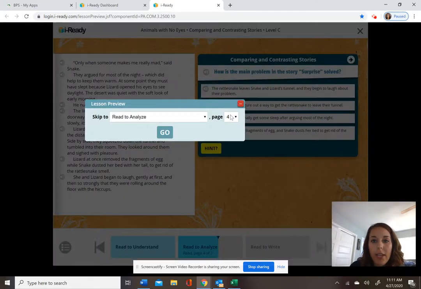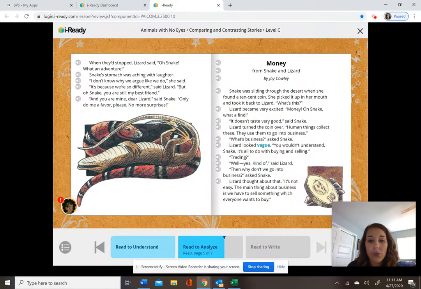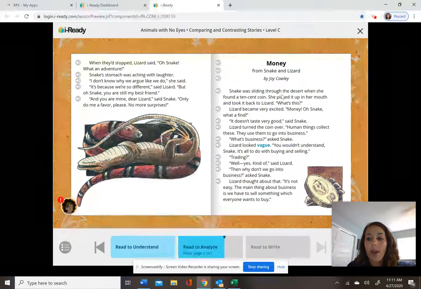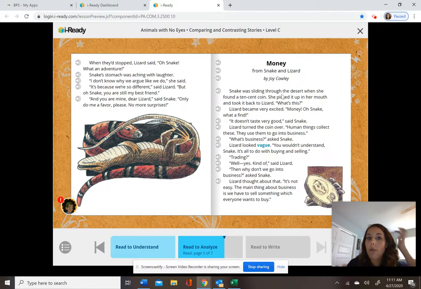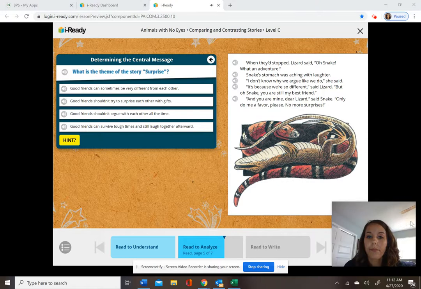Let's skip to the next page, page 5. So now we're at the end of this story. This is the last question for this story, and then we go on to the second small passage about the same 2 characters, but it's a different story. What is the theme of the story Surprise?